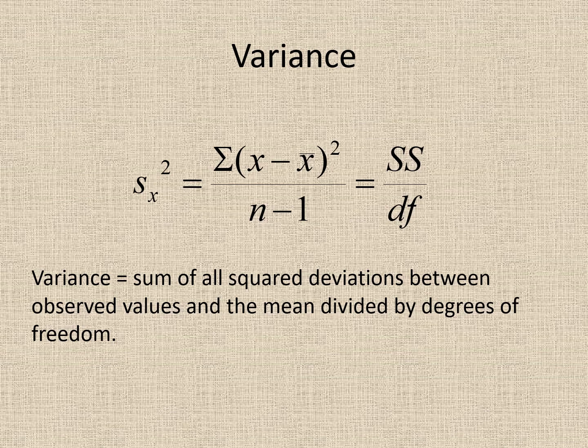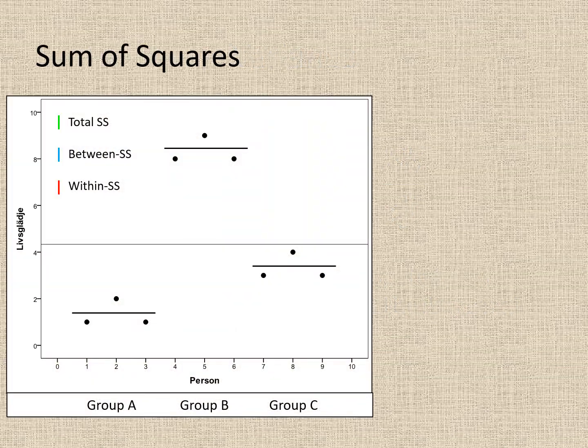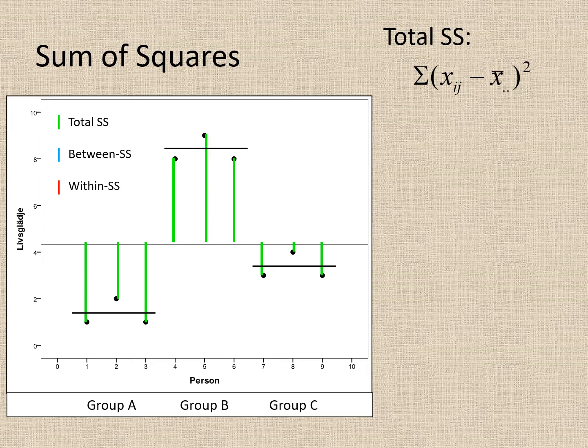If we do a one-way ANOVA, we can calculate 3 different sums of squares: total sum of squares, between group sum of squares, and within group sum of squares. So let's imagine we have 3 groups here, A, B, and C, and 3 individuals in each group. If we're going to calculate the total sum of squares, how do we do that? It's the green lines here. For each individual value, we take the value minus the total mean, we square that, and we take the sum over all individuals.